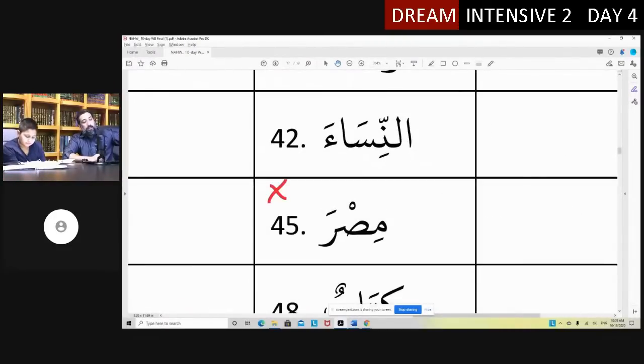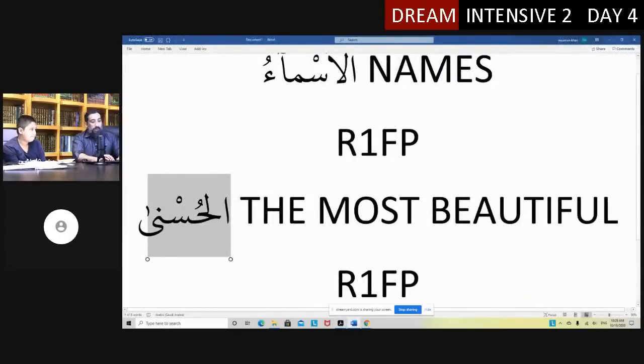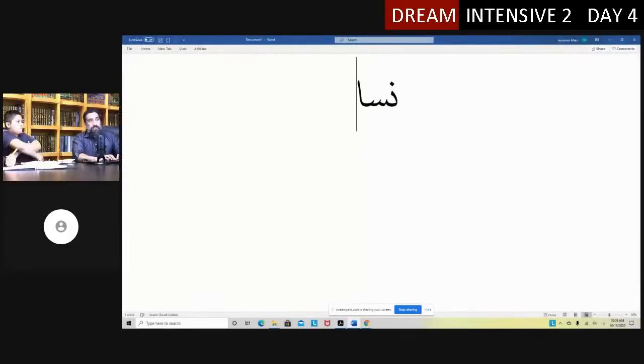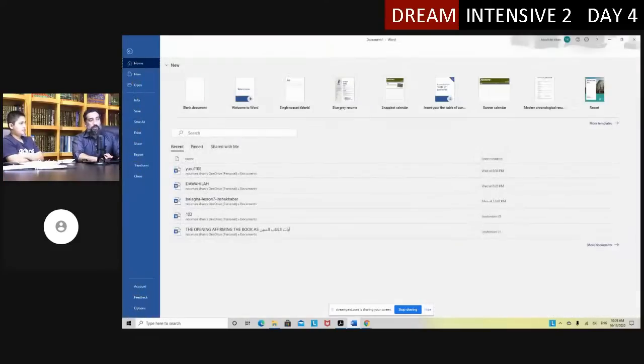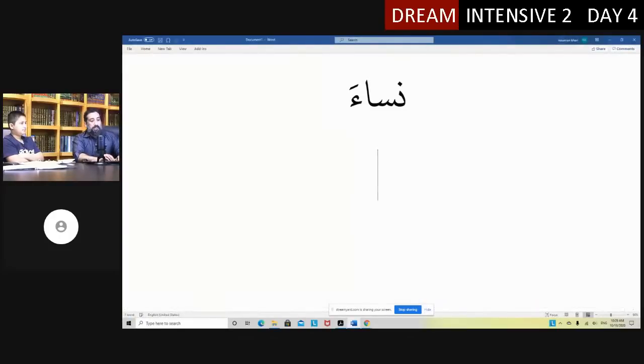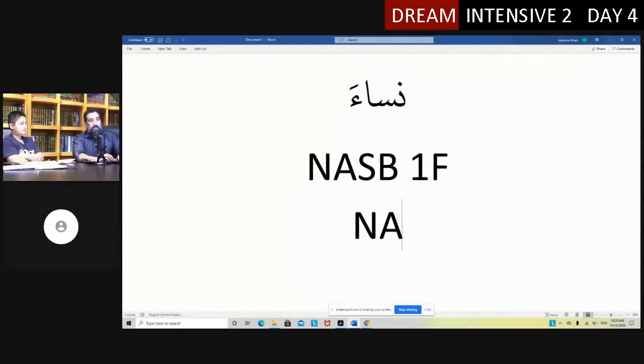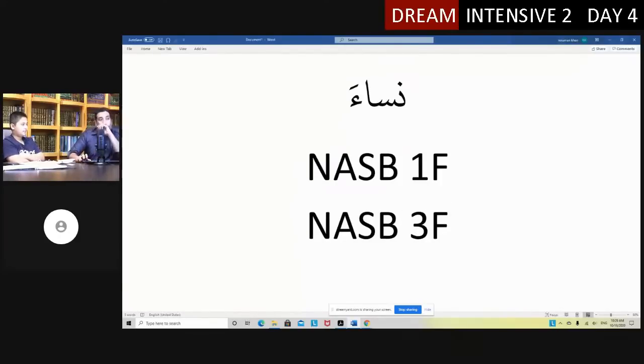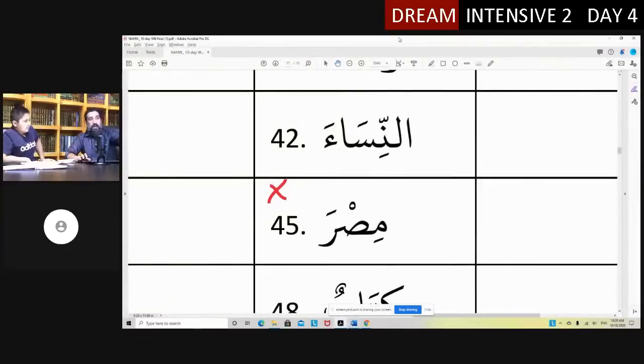Now I'm reminding you, we did nisa'a. I said 3 properties easy. Already this is nasab, 1F or nasab 3F. Two answers are possible, right? But I don't know if it's proper or common this time. In this one, I know it's proper.